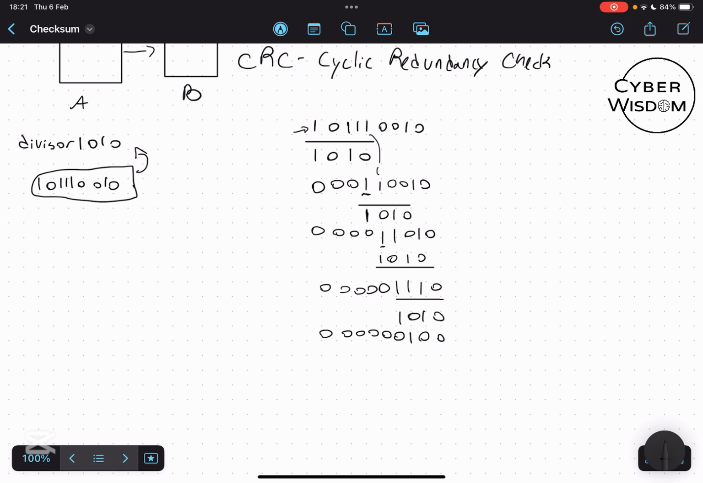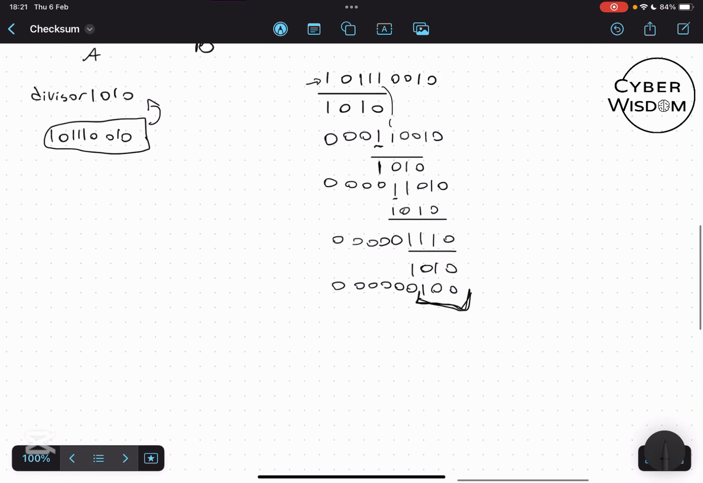All right, so now if we start the divider right here, we have a missing digit, right? So this is where we stop, and this, the remainder, is our CRC. So now the remainder is 100, which is the CRC result.